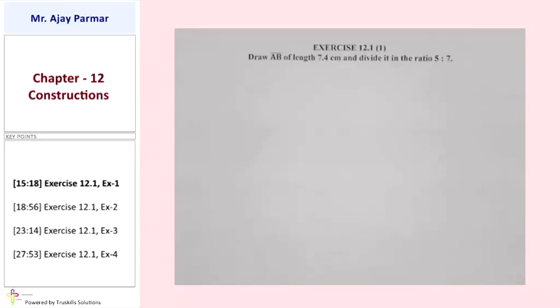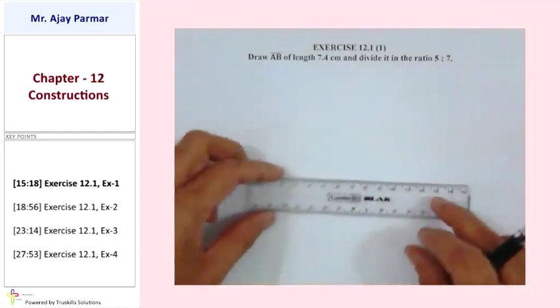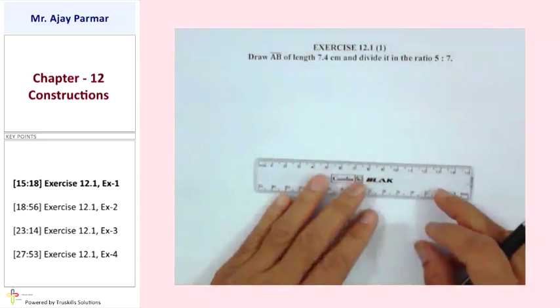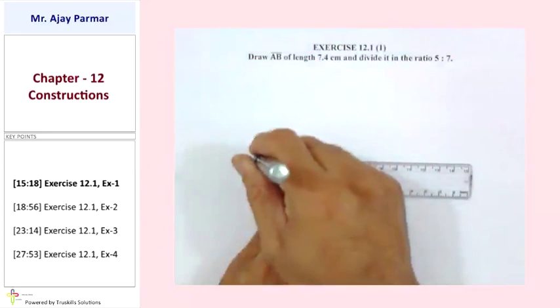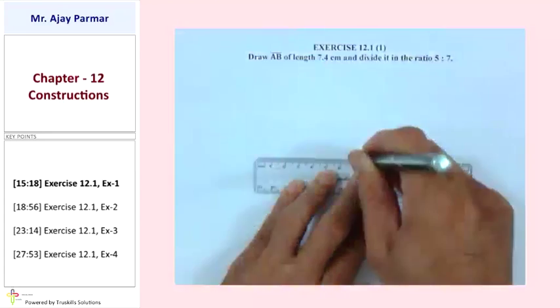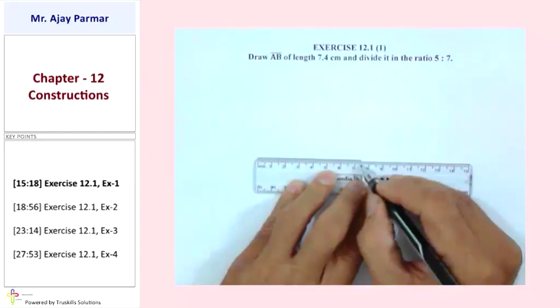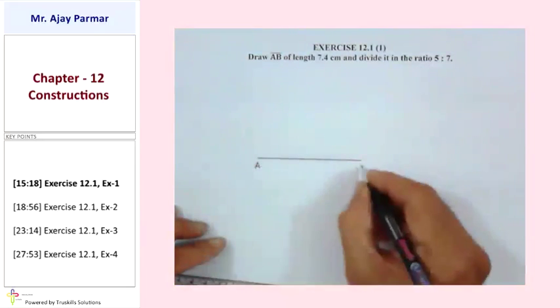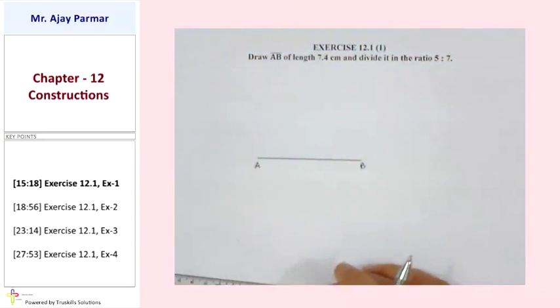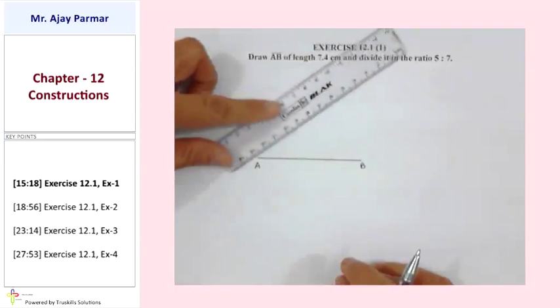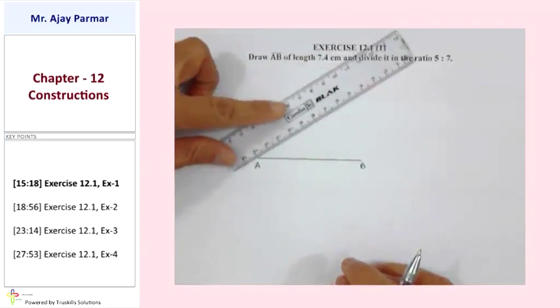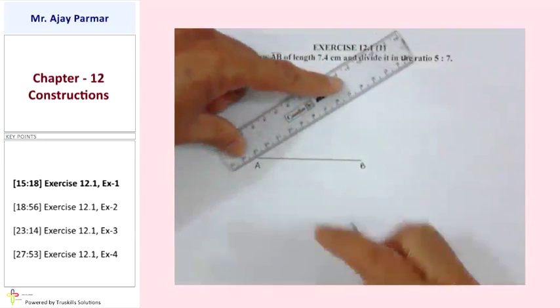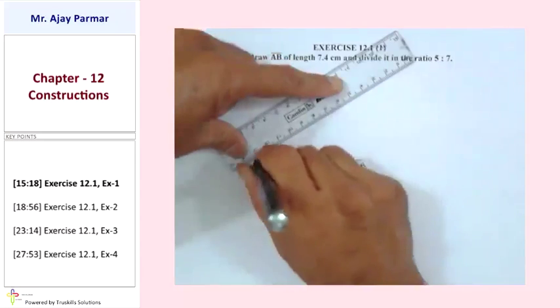We are expected to draw a line segment AB of length 7.4 centimeter and divide it into the ratio of 5:7. So first of all, the line segment of 7.4 centimeter, starting from 0 and right up to 7.4. See, this is right up to 7.4, and let us call that line segment as line segment AB. Now what? Now, any suitable ray such that angle XAB, ray AX such that angle XAB is how much? That should be an acute angle.